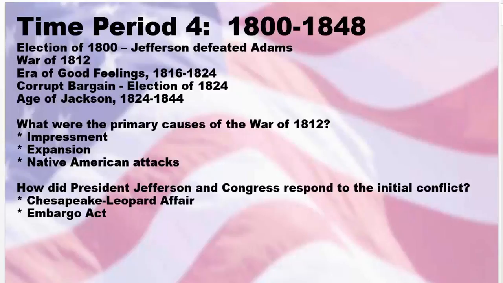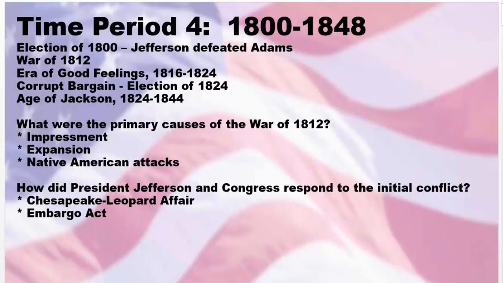Other causes of the War of 1812 were the fact that there were some war hawks in Congress, namely Henry Clay and John C. Calhoun, who were looking to expand, mostly looking to go into Canada. And then the last cause would be Native American attacks, where on the frontier, Native Americans were being encouraged by the British to wage some attacks against the American settlers.